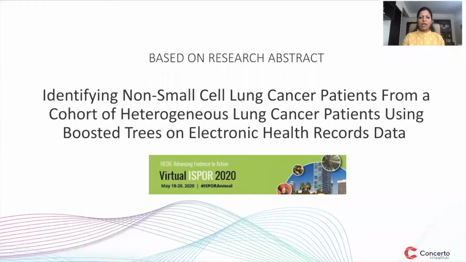Today, I'll tell you about a project that the team did on imputing lung cancer subtype from electronic health records data. This work was selected for a poster presentation at ISPOR 2020.